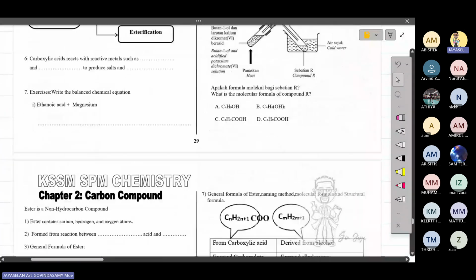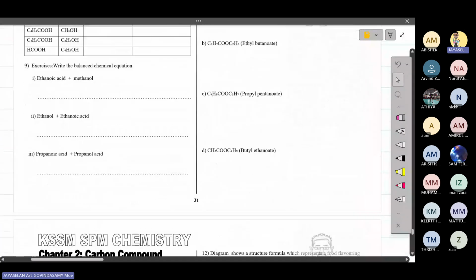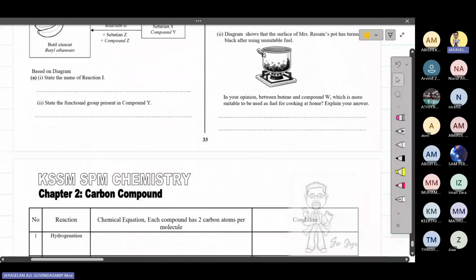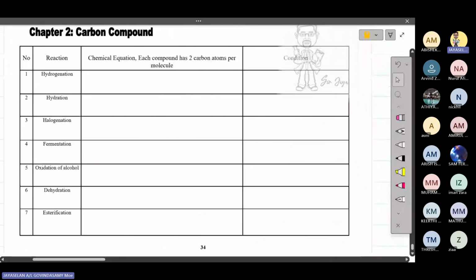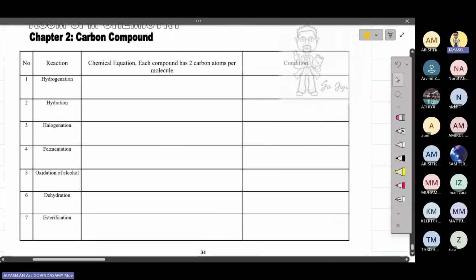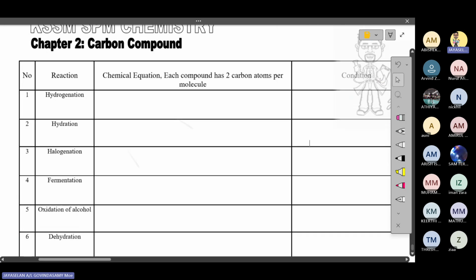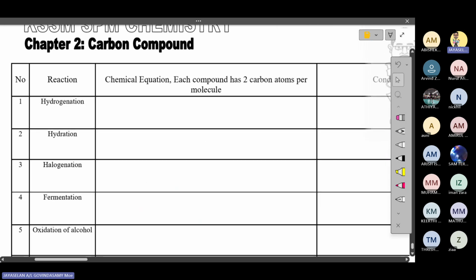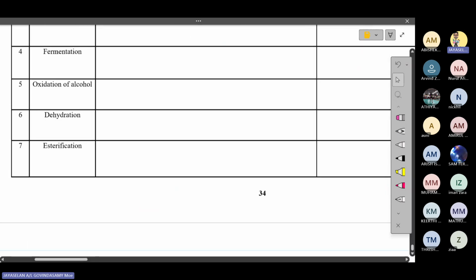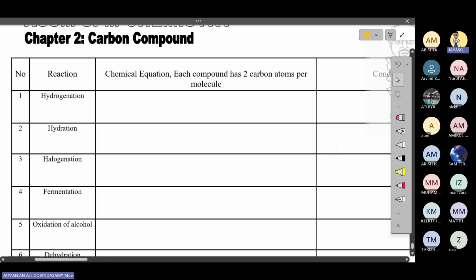Okay, now your homework. We do this, then we wrap up the session. Go to the last page. Sir, I cannot memorize everything, so I want to make it easier. You see the last page, page 34. The conditions, the catalysts, I have put everything here. These are the 7 equations you must remember.